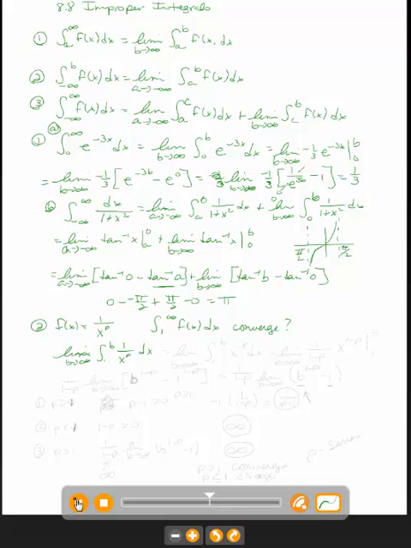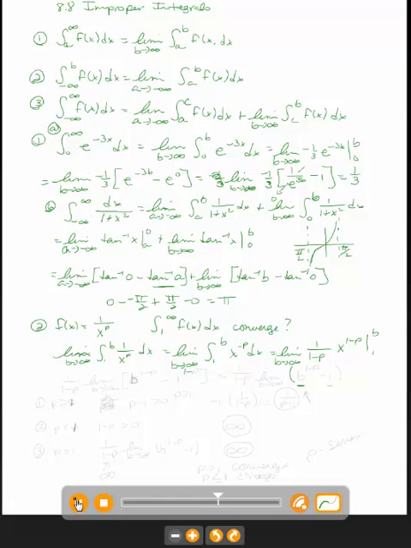Now, if I just integrate this, let me rewrite it. This means 1 to b of x to the negative p dx. I would raise the power and flip it in front. So if I raise the power, it's going to be negative p plus 1, and I have to flip it over. I'm just going to write it as 1 minus p instead of negative p plus 1. And then I have x to the 1 minus p from 1 to b.